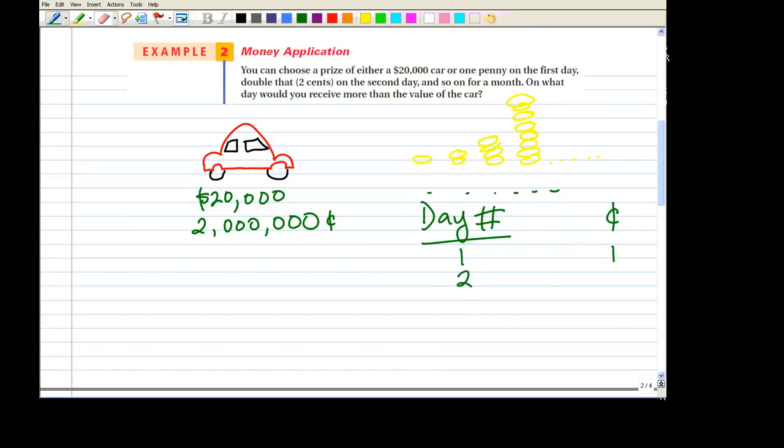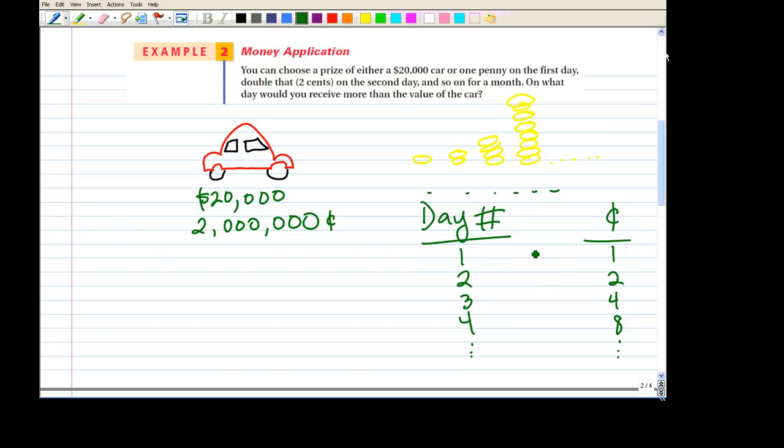On day 2 you get 2. And then on day 3, double that 2, you get 4. On day 4, double the 4, you get 8. And so on. Okay, and notice that on day 1 I get 1 penny, day 2 I get 2, day 3 I get 4.